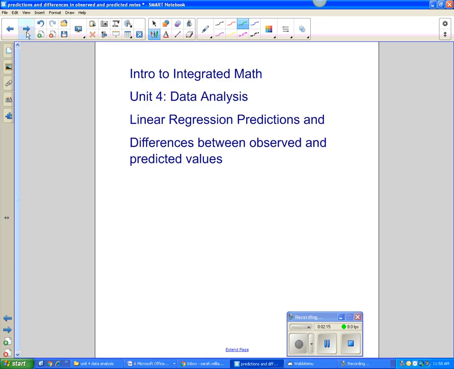Okay, today's lesson is on predictions. So using stat edit and making predictions. All right, so you should have a handout on which to take notes.